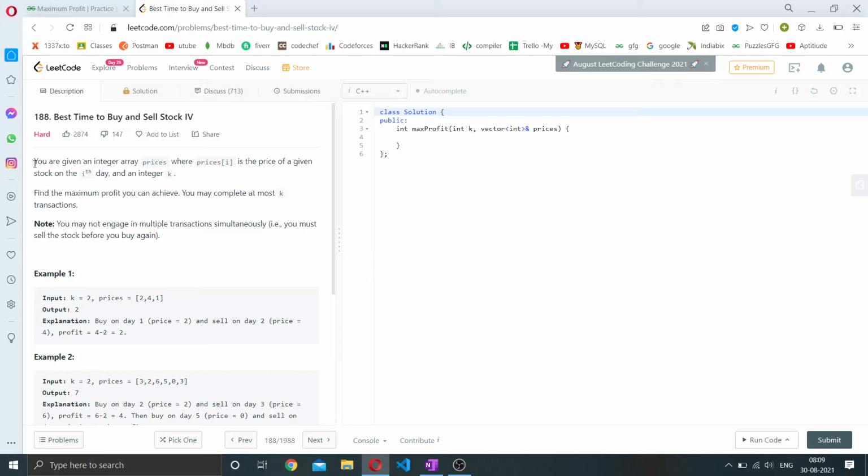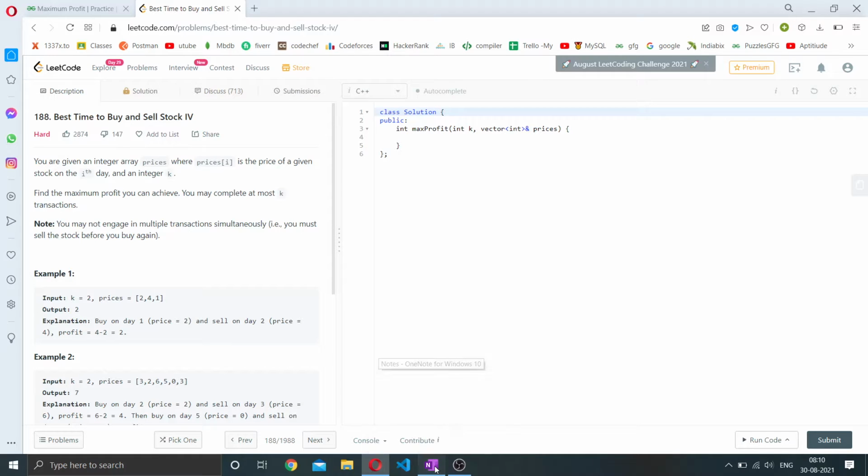Basically, the problem statement is that you are given an integer array of prices where prices[i] is the price of a given stock on the ith day, and an integer k. Find the maximum profit you can achieve. You may complete at most k transactions. You may not engage in multiple transactions simultaneously. You must sell the stock before you can buy again. So let's see the second example.